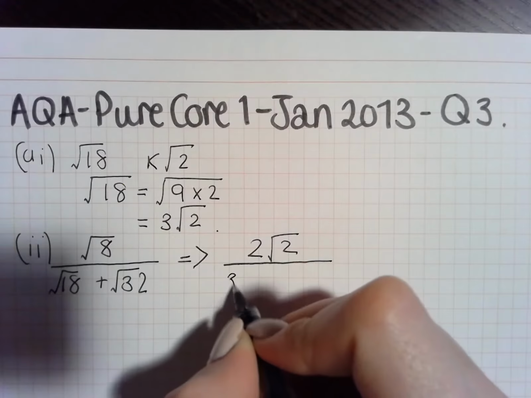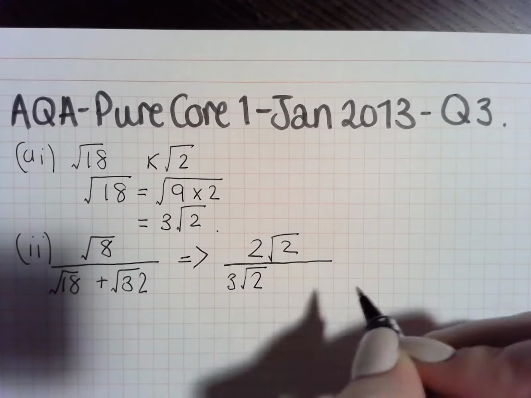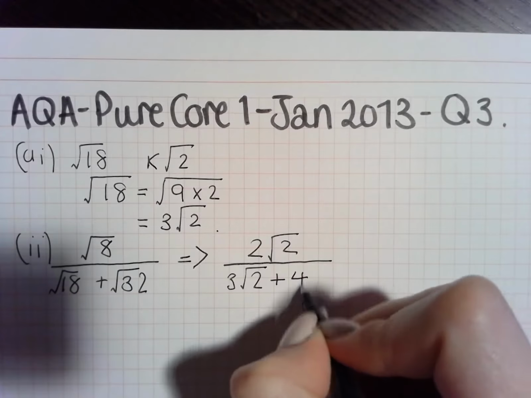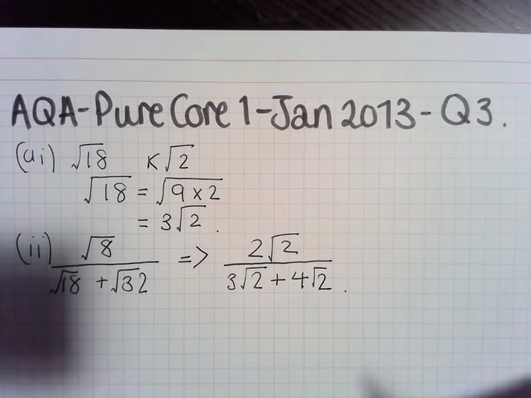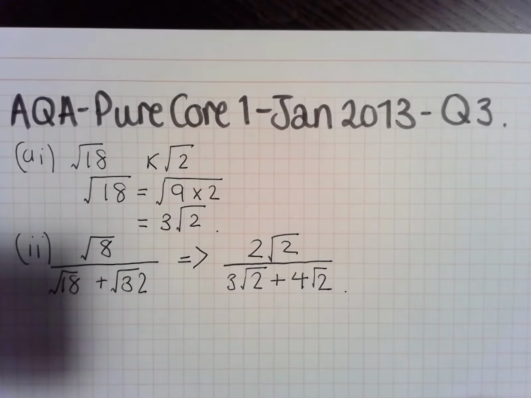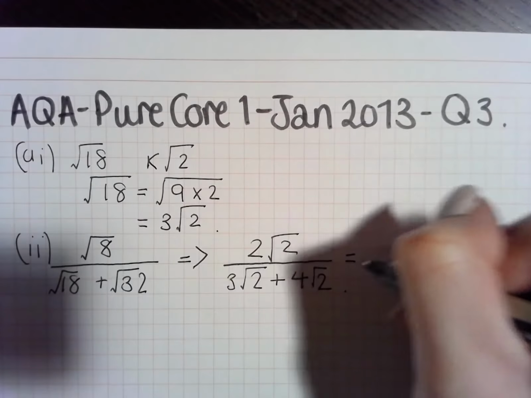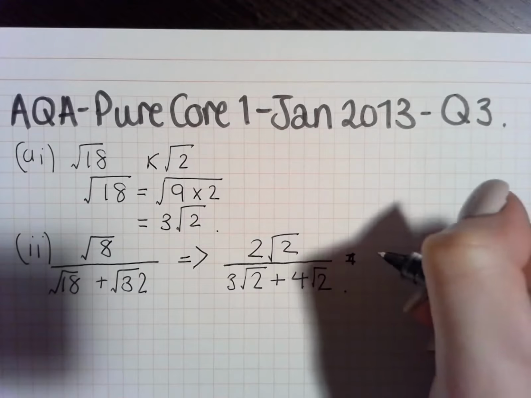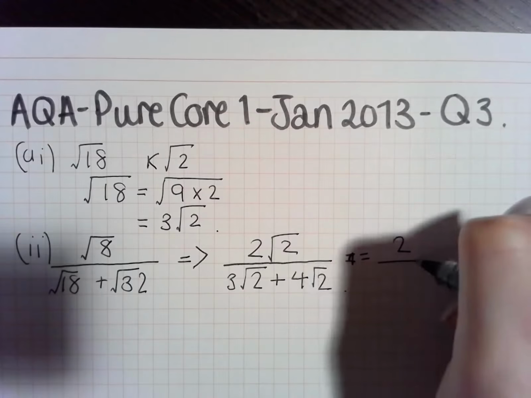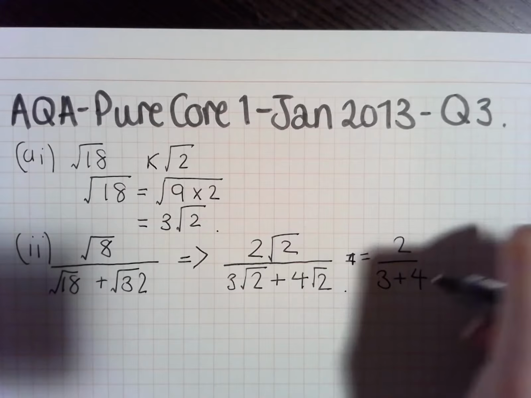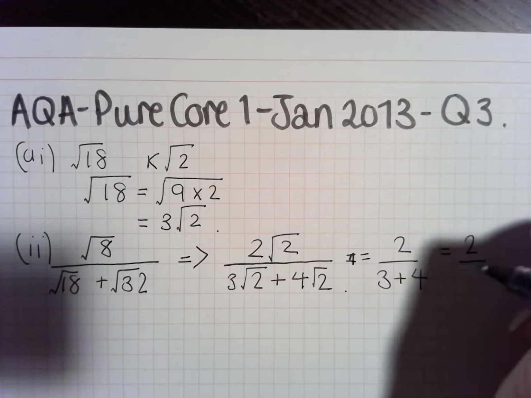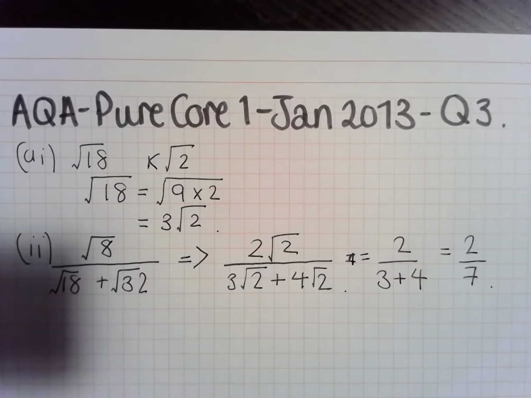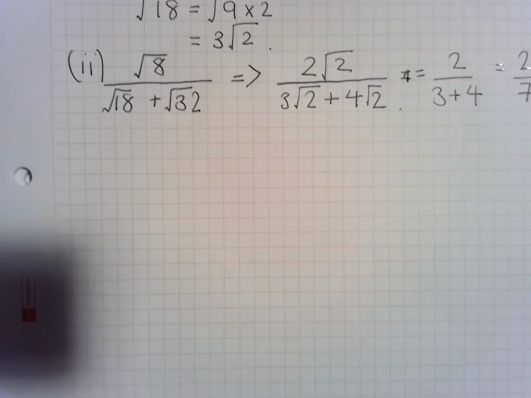Root 18 is 3 root 2. And root 32 is 4 root 2. So if we take out the factor of root 2, then we're just left with 2 over 3 plus 4, which equals 2 over 7. Okay? And then part b.